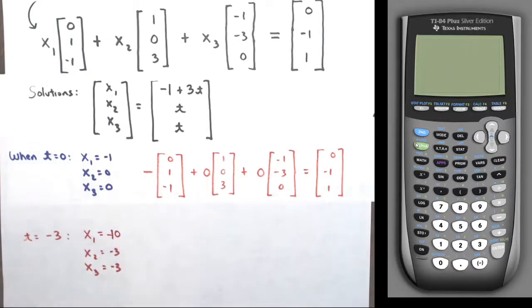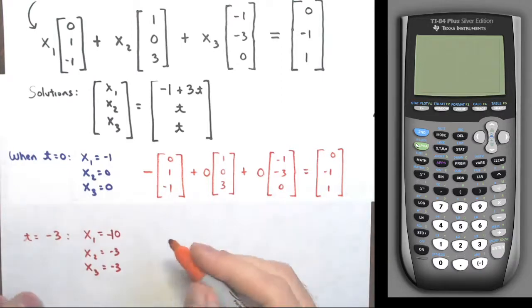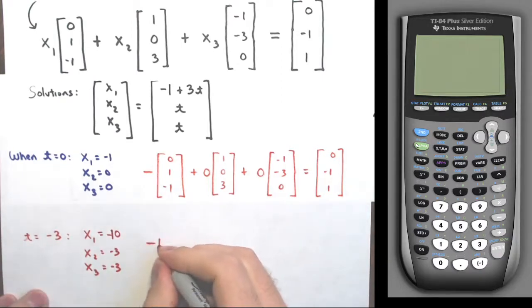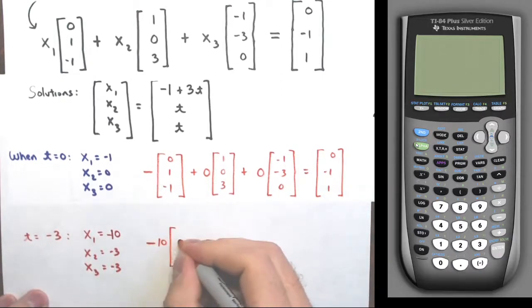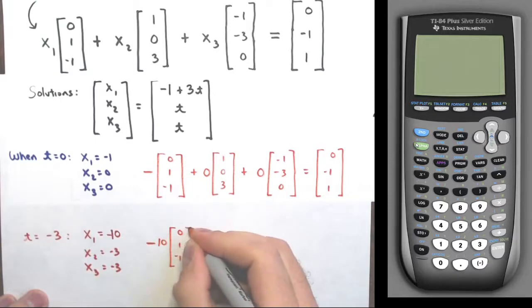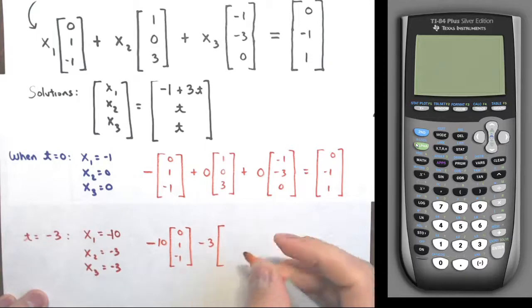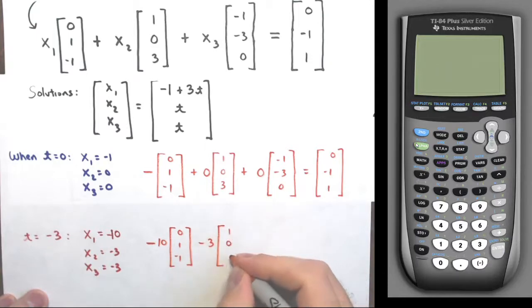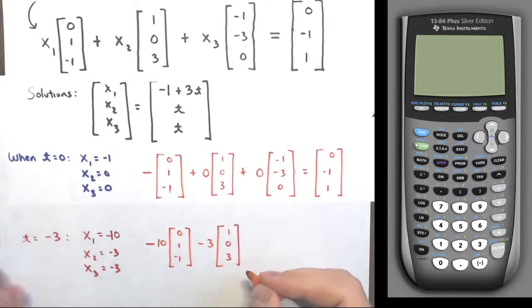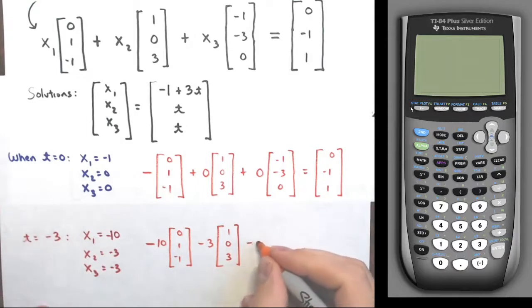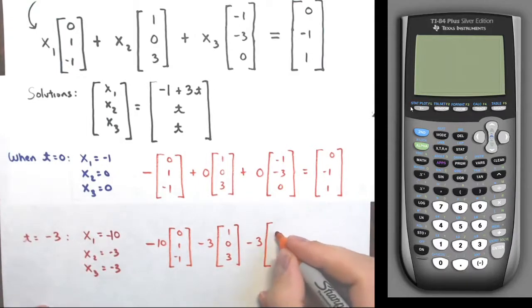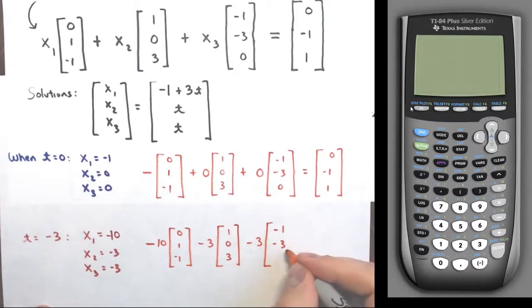All right, and then our linear combination would be -10 times the first vector, times 0, 1, -1, -3 times the second vector, 1, 0, 3, and -3 times the third vector, -1, -3, 0. That should be equal to 0, -1, 1.